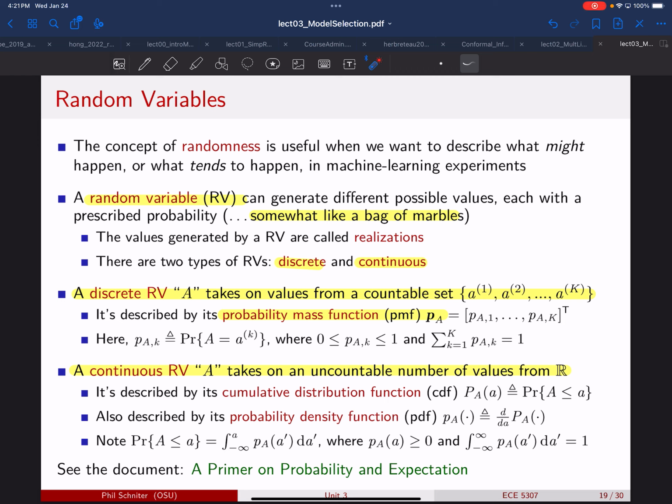thing that changes is now, instead of just having a list of numbers, we have a continuum, an uncountably infinite set. So one way to think about it is through this cumulative distribution function, or CDF. In some ways, that's the easiest one to state.